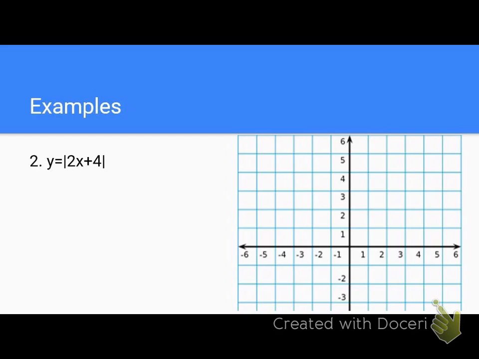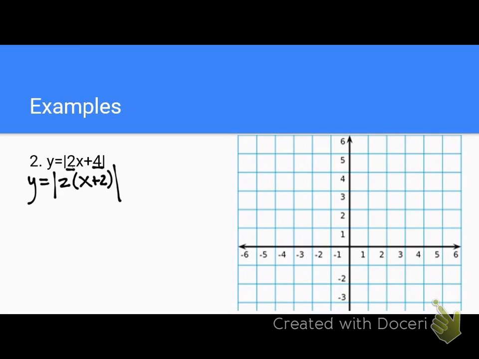Okay, so let's try a more difficult example. Here you'll notice that there's a number in front of the x. So that presents just a little bit of a problem because our standard form just has a 1 in front. So we need to get that factored out. We can rewrite this as 2 times x plus 2, right? Factoring the 2 out of this 2 and the 4.